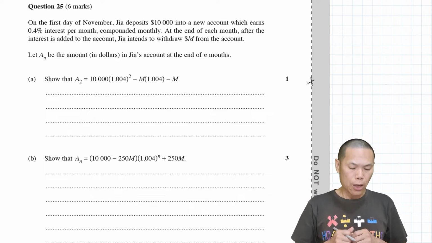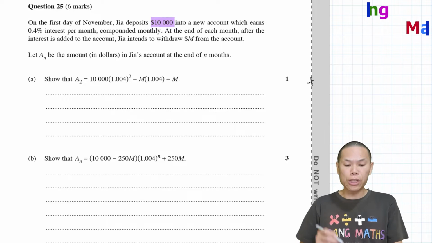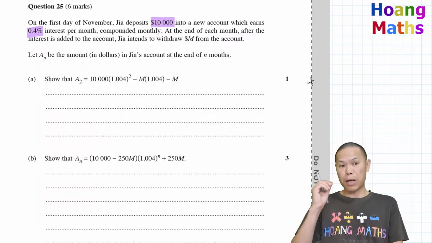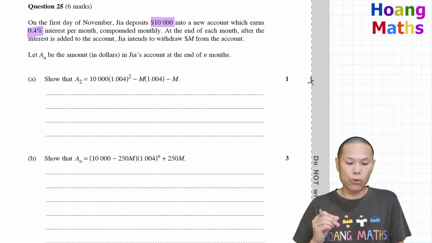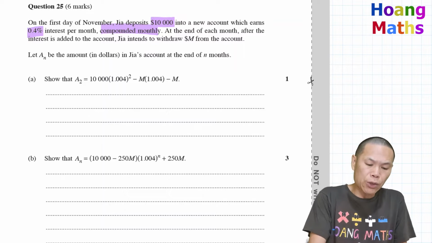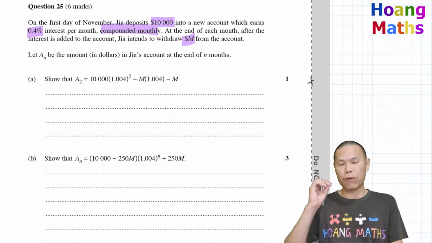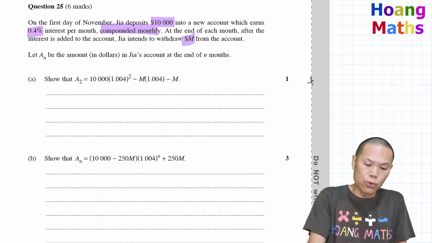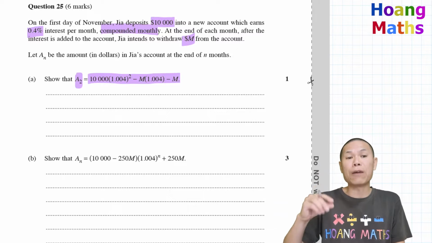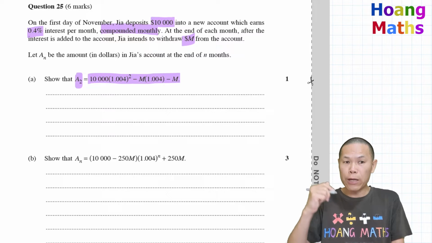Question 25. On the first day of November, Gia deposits $10,000 into a new account which earns 0.4% per month. Okay, so that's the interest rate, compounded monthly. At the end of each month, after the interest is added to the account, Gia intends to withdraw M amount from the account. So we need to show A2 is this. And we know that A2 is the balance after the interest and the M amount of money that we withdraw. So let's work out A1 first.